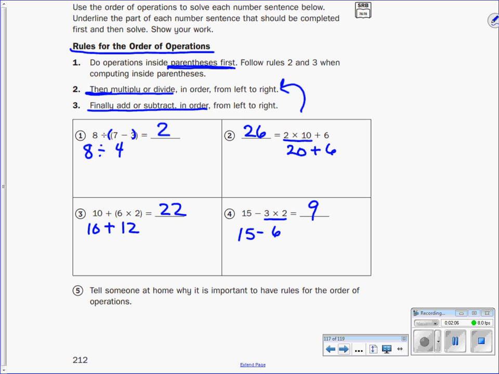All right, and then the last one is tell someone at home why it is important to have rules for order of operation. And when we think about that, if we didn't have rules for the order of operation, we would get different answers for the same problem, okay? Because I can look at this and say 15 minus 3 equals 12, and then 12 times 2 would equal 24. So now I have a completely different answer than what I had here. So order of operation is important.